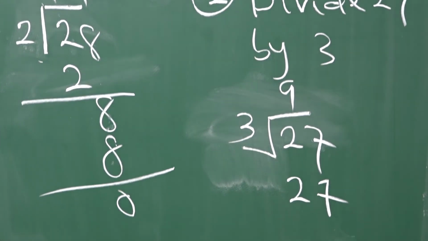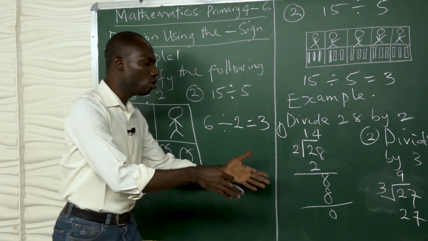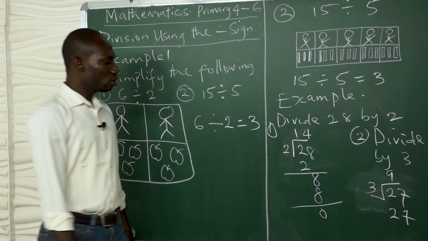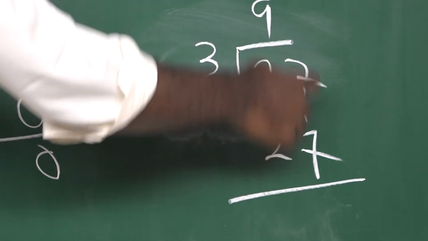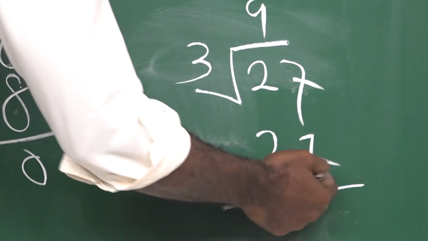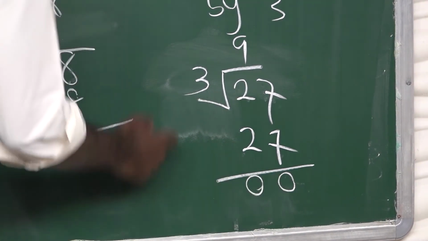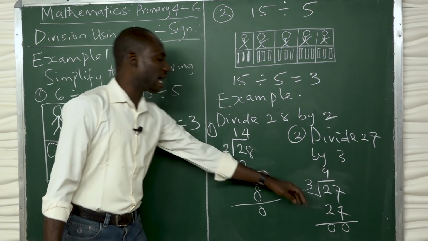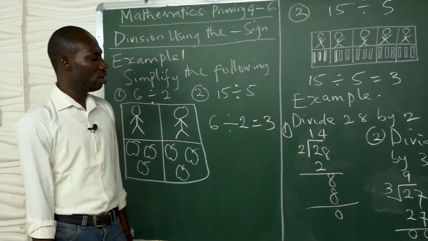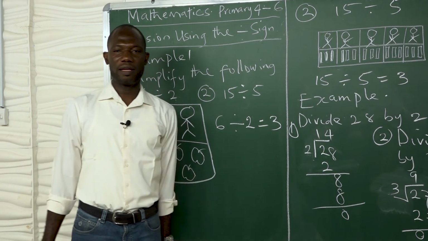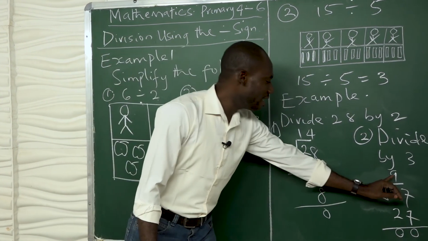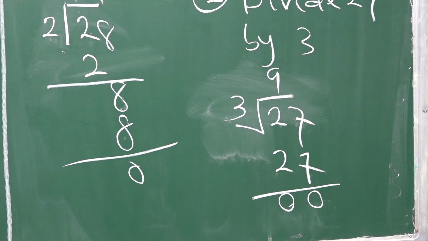What else do we have to do? The next thing is to do subtraction. So if we subtract 27 from 27, 7 minus 7 will give us 0. 2 minus 2 will give us 0. It means we have 0. So 3 cannot go into 0. So we stop there. We are done with that. So the answer is 9.